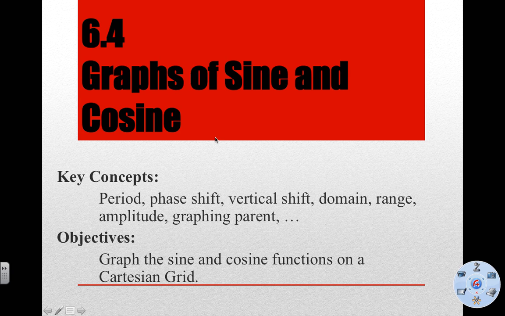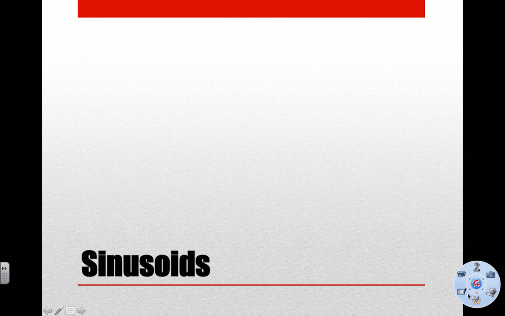All right, so you see a lot of the key concepts that we're going to be dealing with down here. I haven't really put this down here before, but there's a lot of things that go along with graphing sine and cosine and tangent and all the other three. Things like period, phase shift, vertical shift, domain, range, amplitude, graphing the parent function, and it goes on forever. And then ultimately, obviously, the goal is to be able to graph these two functions in any form, not just the parent function. All right, so let's go ahead and get going here.